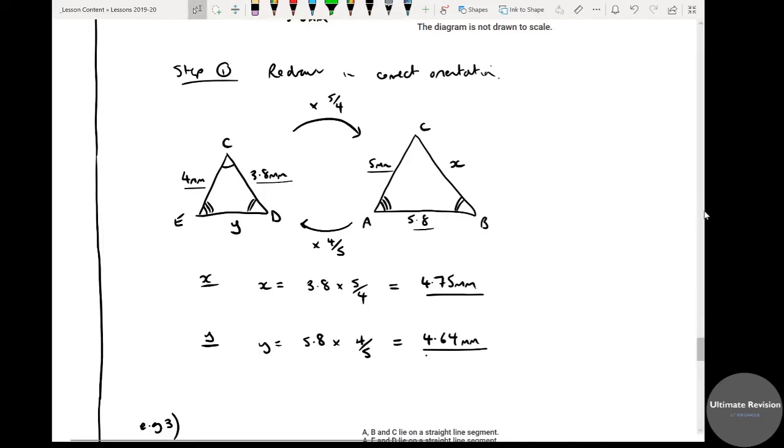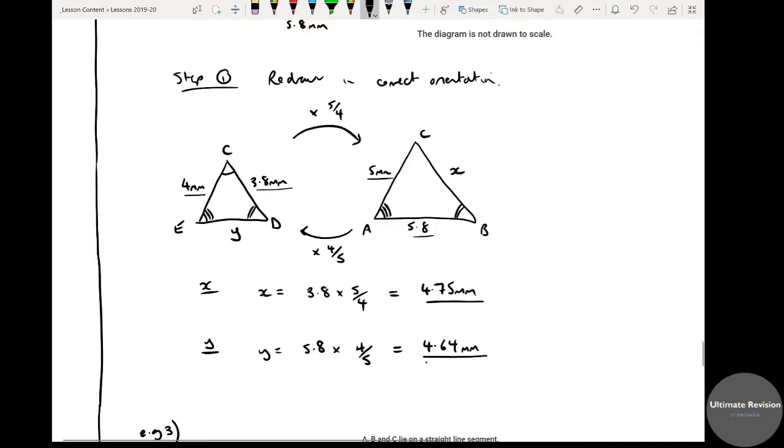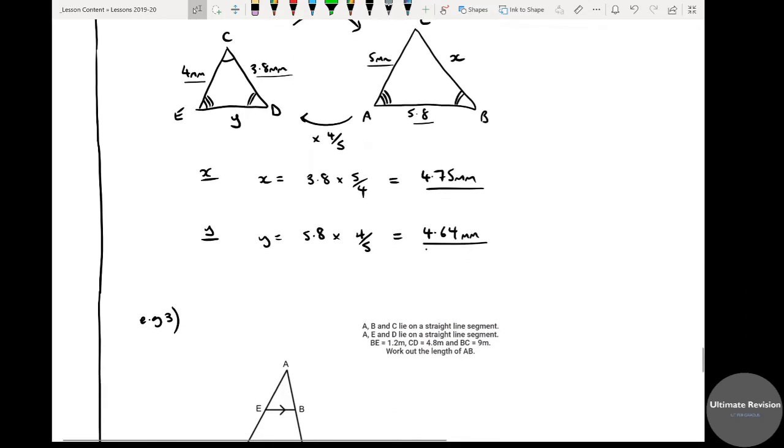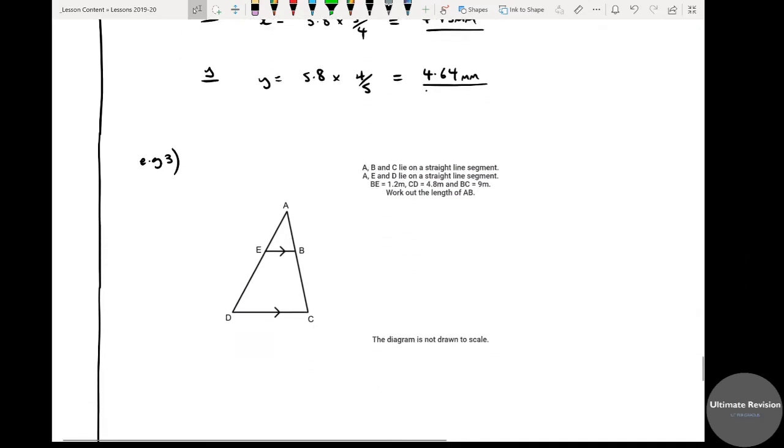You can always check if your answer's right. You know X has got to be less than 5, which it is, and Y has got to be less than 5.8, which it also is. So that's example number 2, and please do get these in your book because they're fantastic examples to have. I know it's a few examples today, but they'll be really helpful for revision.